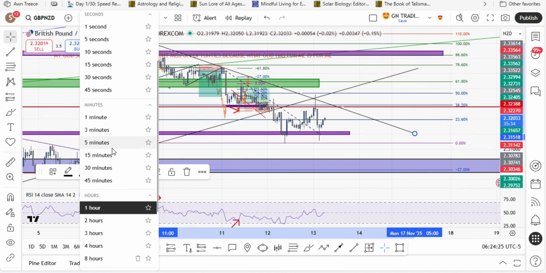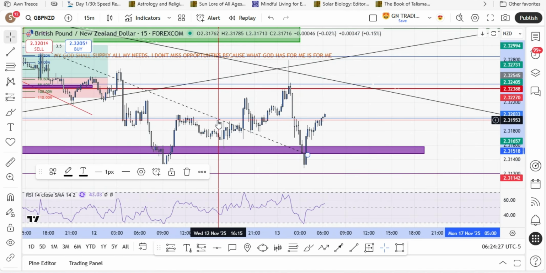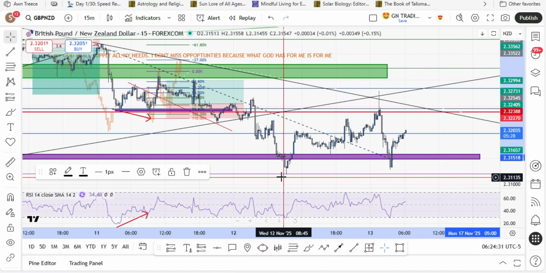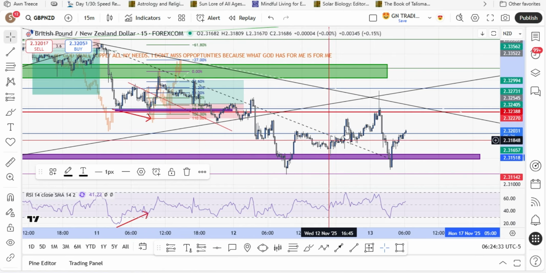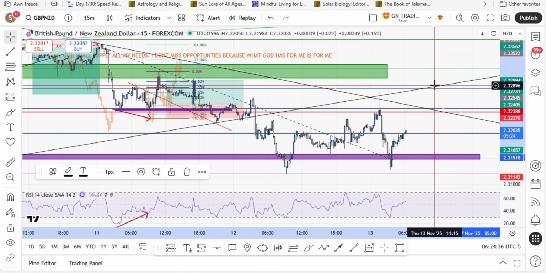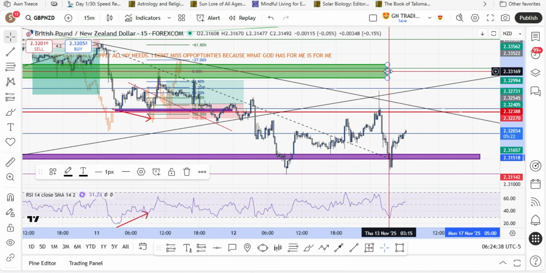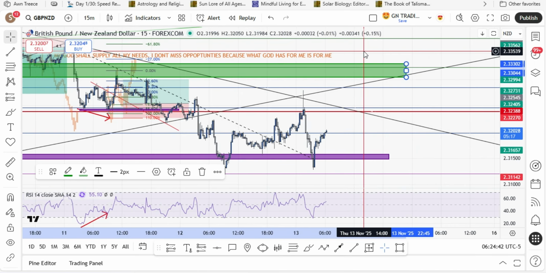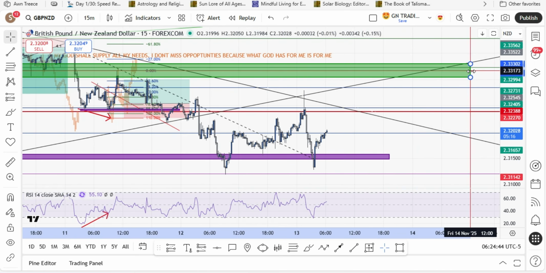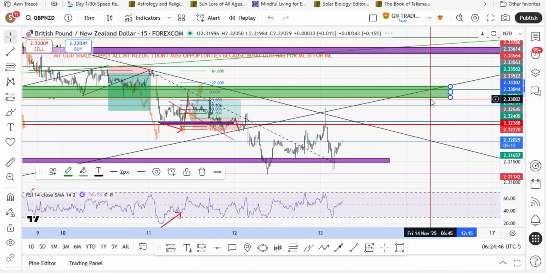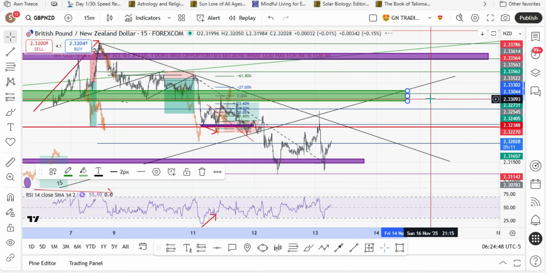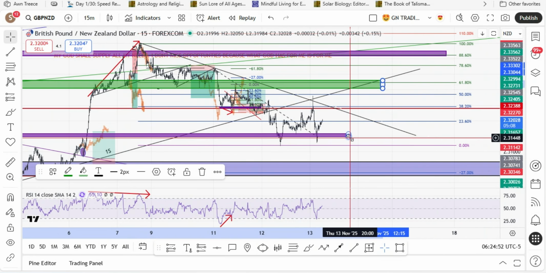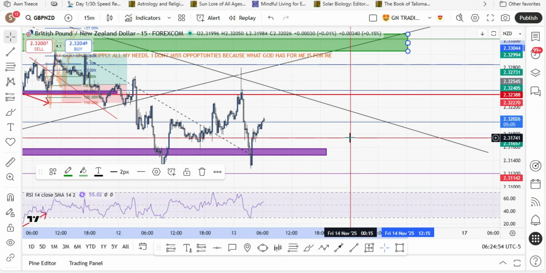So on the 15 minutes, maybe it's looking like impulse correction continuation up to this zone. But right now, to me, this isn't really clear. At least not where it's at right now.